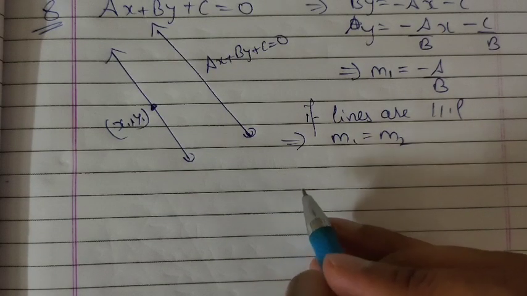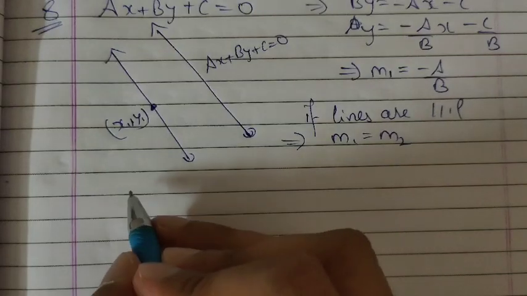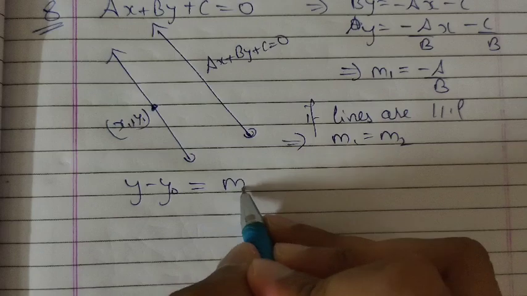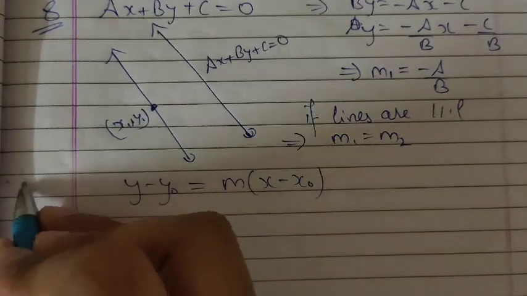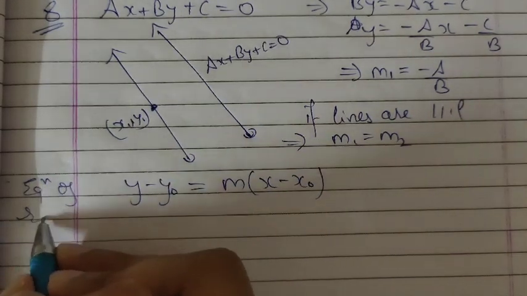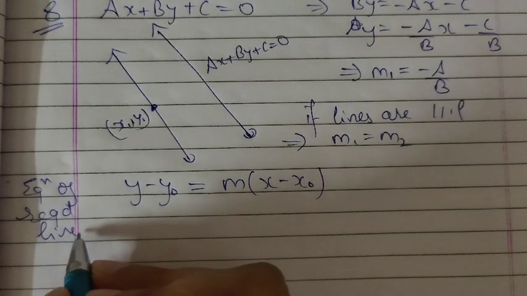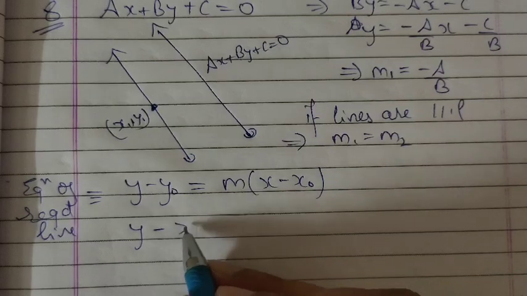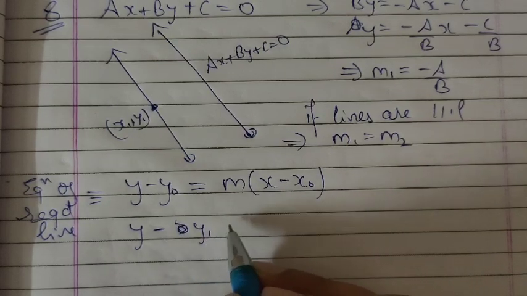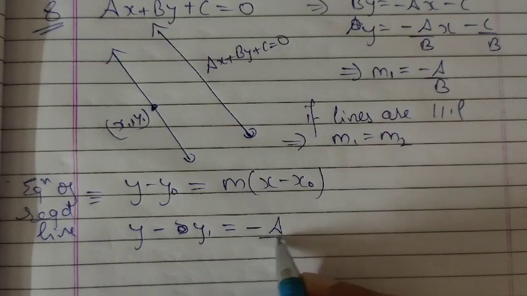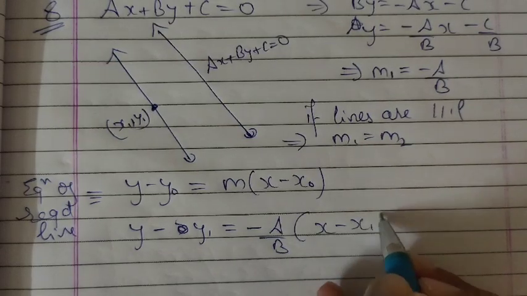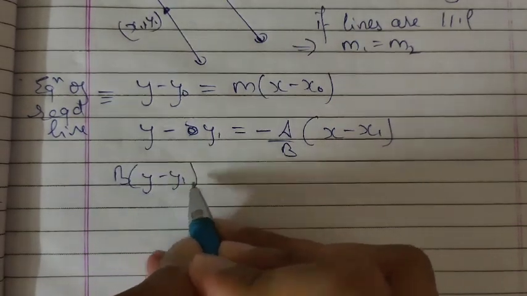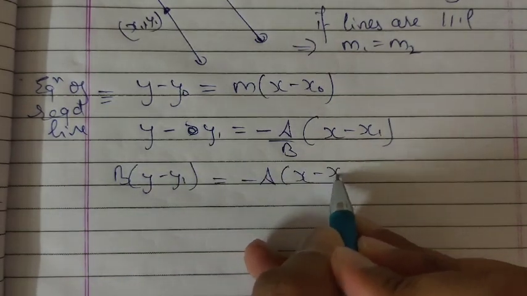Now m1 is equal to m2 and a point is given on the line, so we can say the equation of the line will be y minus y naught is equal to m times x minus x naught. The equation of the required line is y minus y1 is equal to minus a upon b times x minus x1. So cross multiplying, b times y minus y1 is equal to minus a times x minus x1.